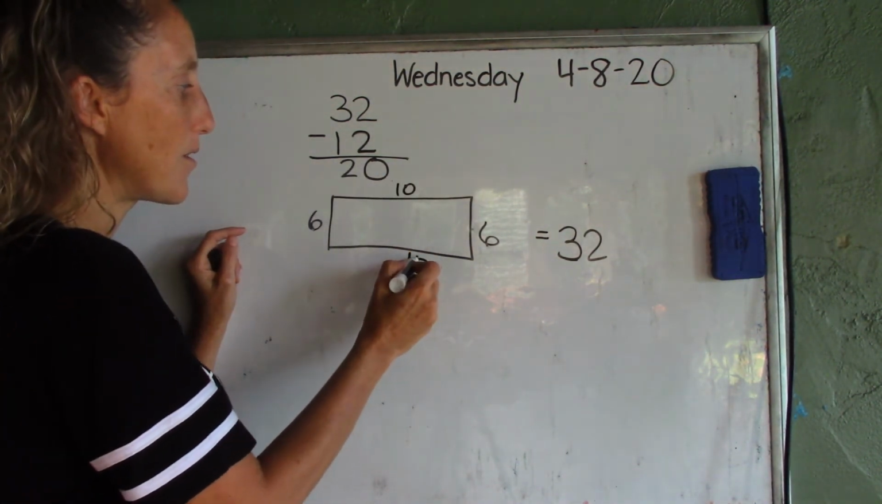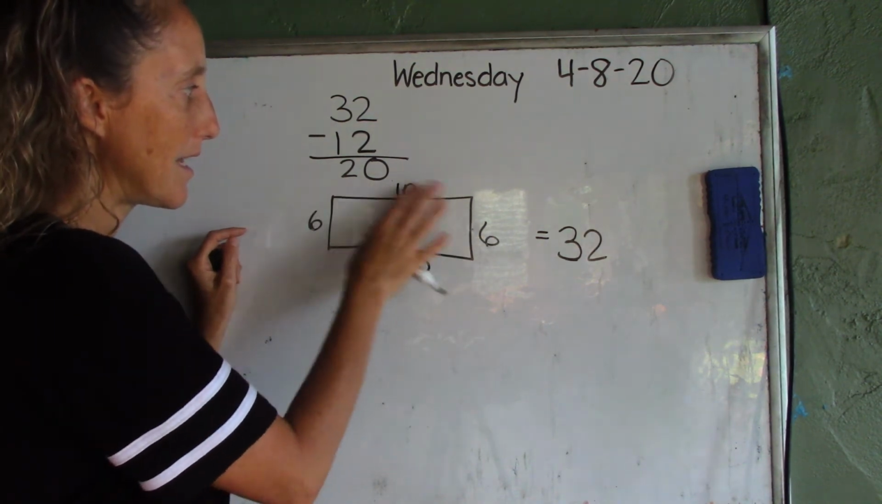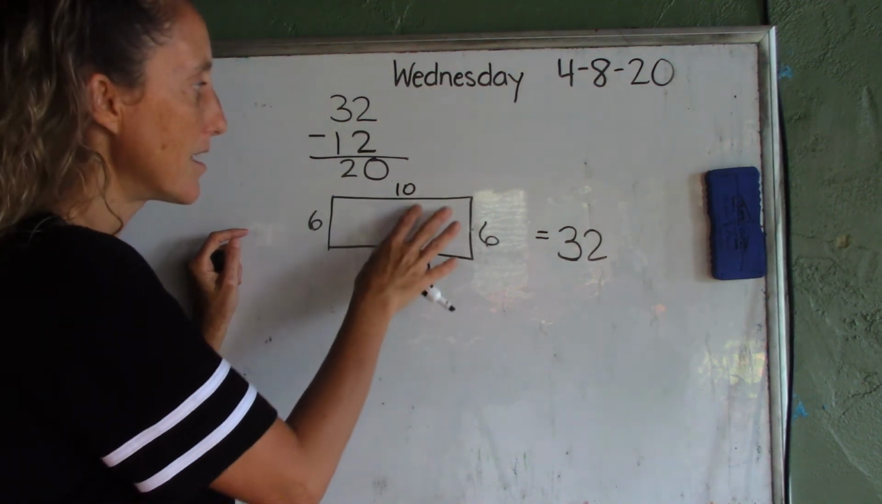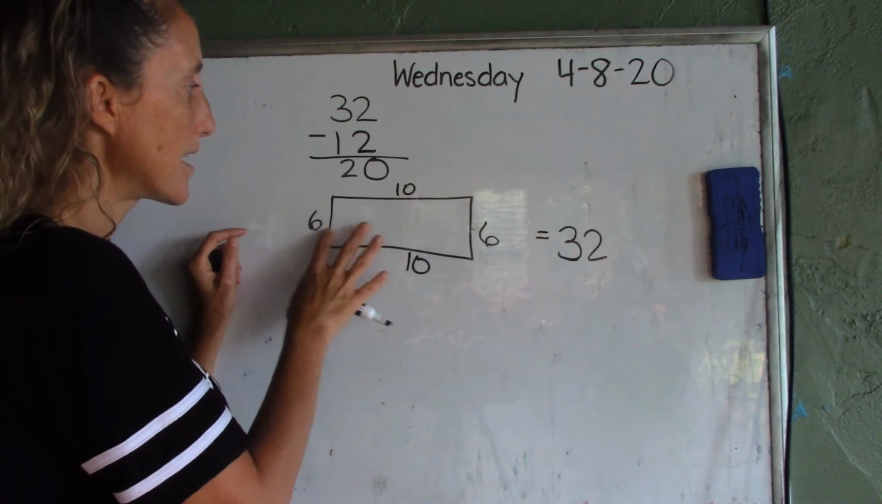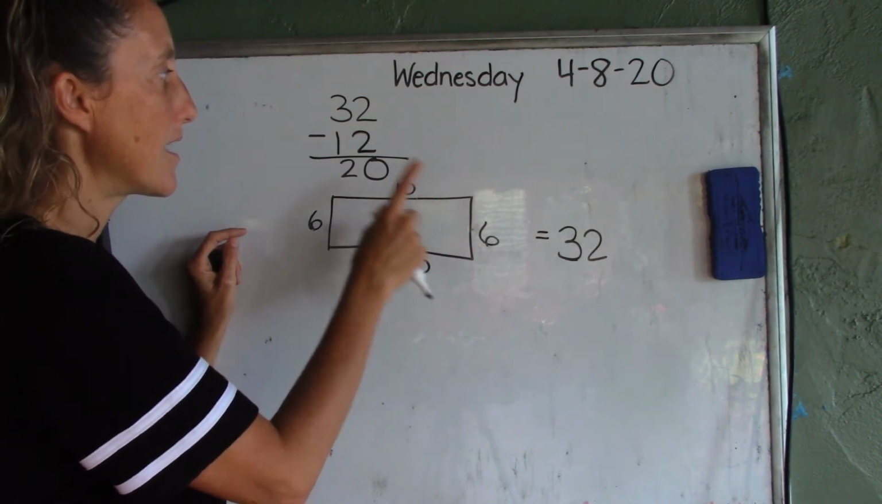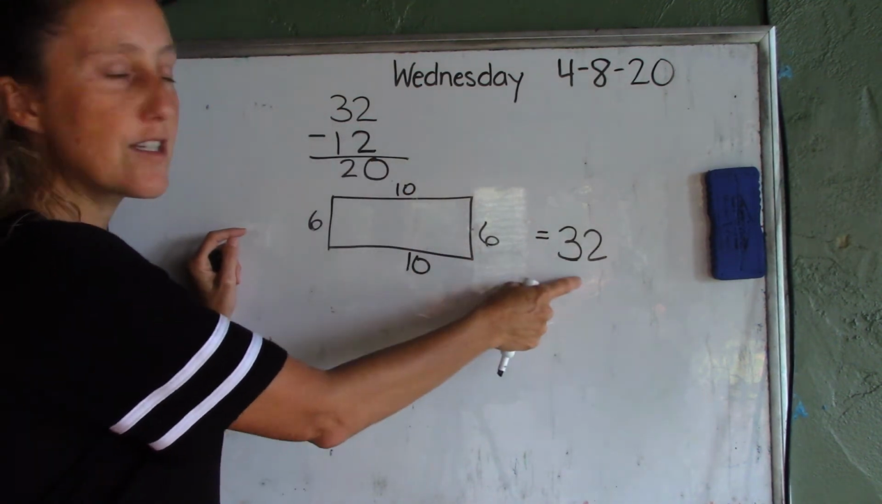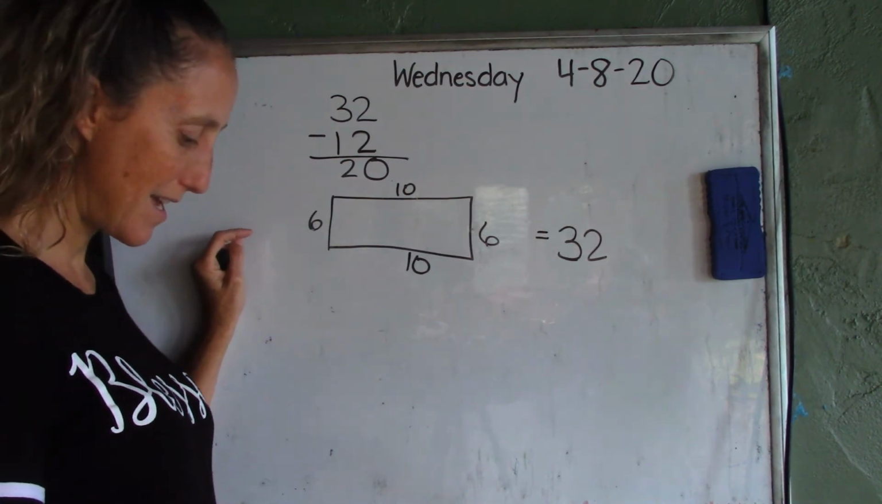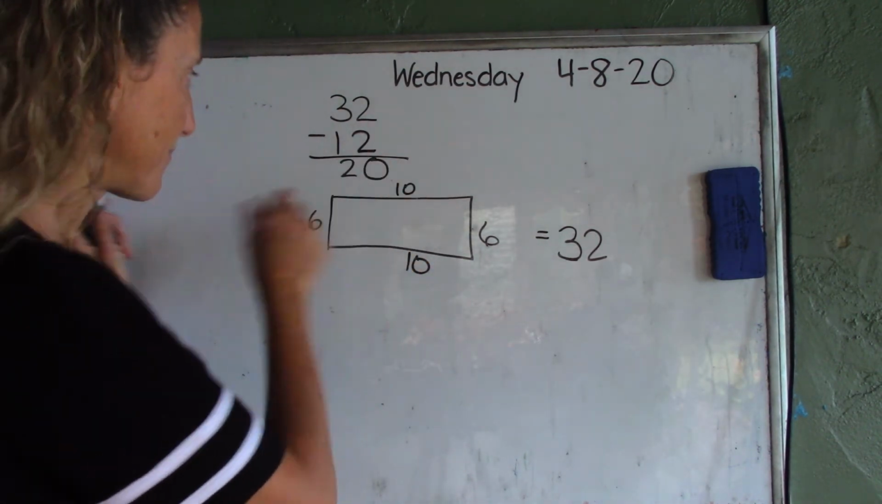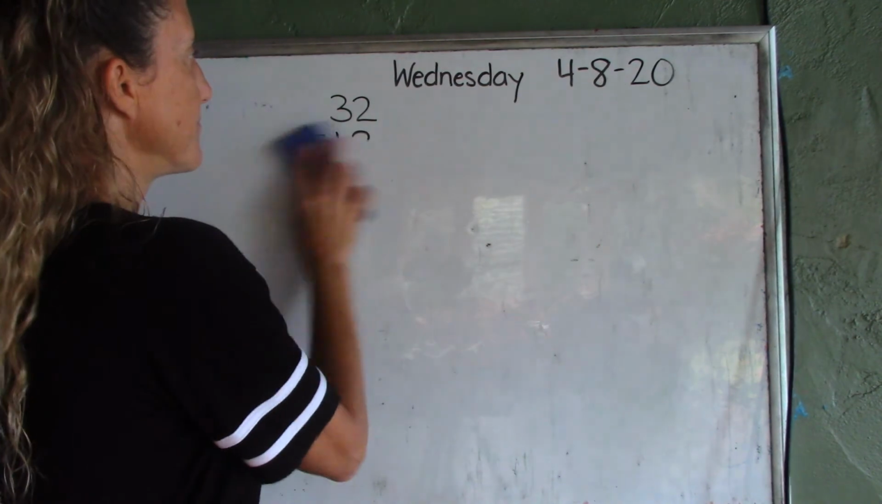And so I know that this is the perimeter, right, of my rectangle. 10 plus 10 is 20. 6 plus 6 is 12. And 20 plus 12 is 32, which is the perimeter of my rectangle. Good job. Okay, here we go with this one.